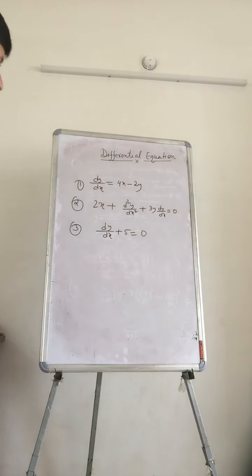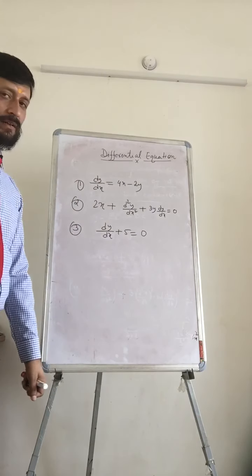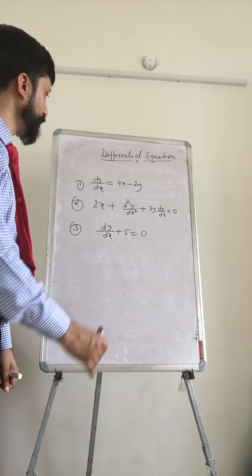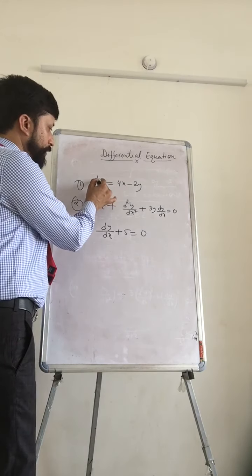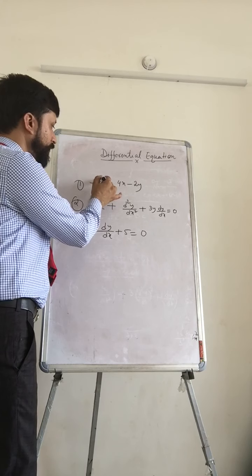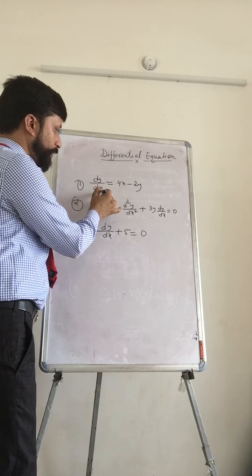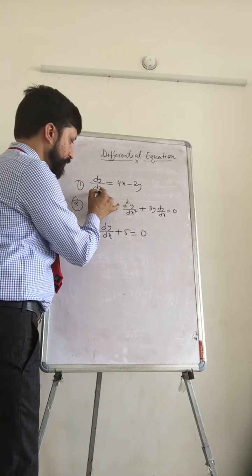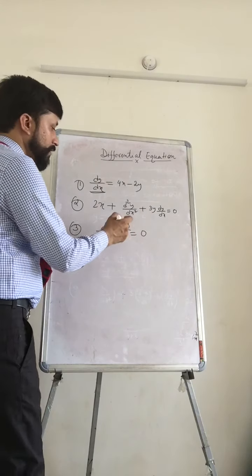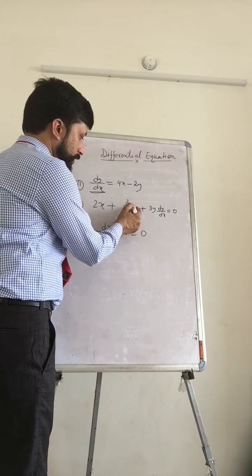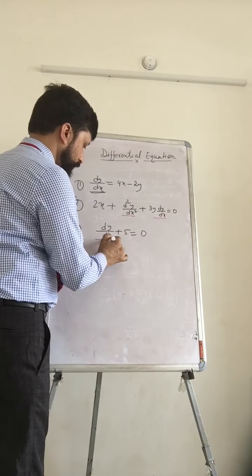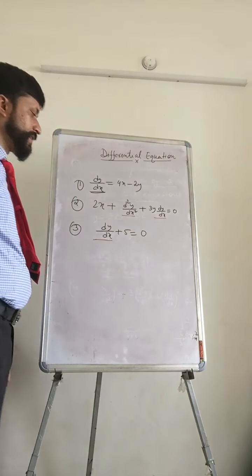Each of these three examples is called a differential equation because in each of these three equations we are finding derivatives of the dependent variable with respect to the independent variable. It is there in this first equation. In the second equation also, there are derivatives of the dependent variable with respect to the independent variable, and here also. So each of them is called a differential equation.